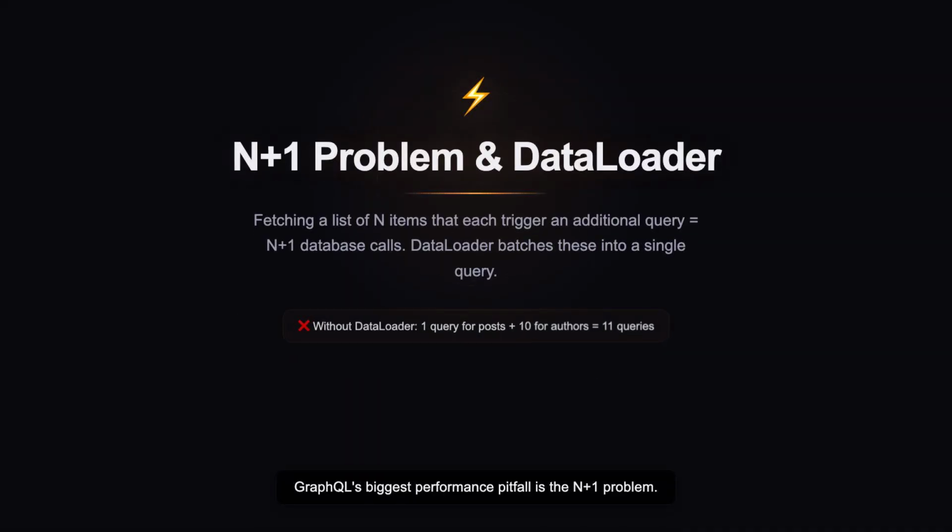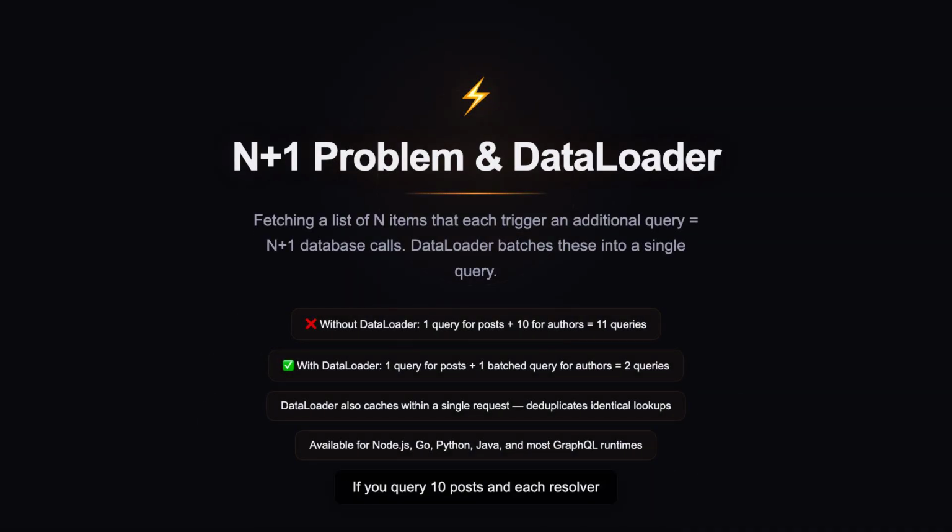GraphQL's biggest performance pitfall is the N+1 problem. If you query 10 posts and each resolver fetches its author separately, that's 11 database queries. The solution is DataLoader, a batching utility that groups all author lookups into a single query.